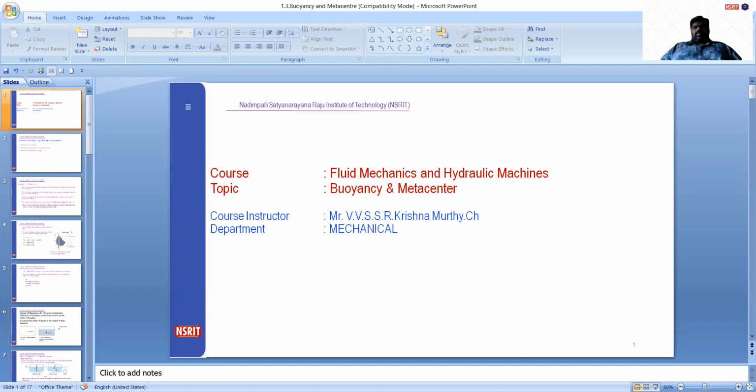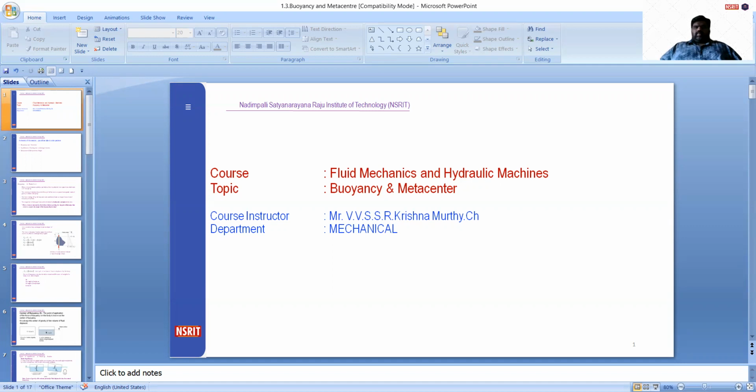Types of equilibrium in floating bodies. Now we are taking any floating body. The first condition is stable. Stable means that whenever you have a small angular displacement due to an external force, the body changes its position. If the body returns back to its original position due to internal forces after a small angular displacement by some external force, then it is said to be in stable equilibrium.